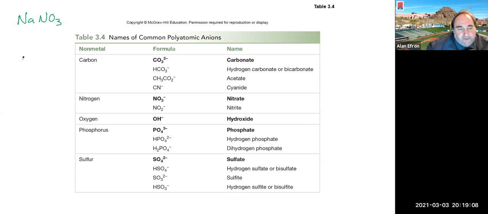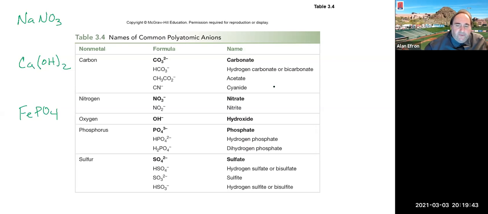Why don't you do Ca(OH)2. Let us do FePO4. So see what you come up with in terms of those names. And I'll do some names and we'll go to formulas.